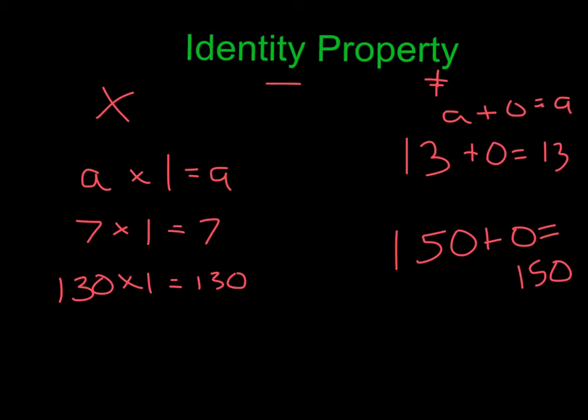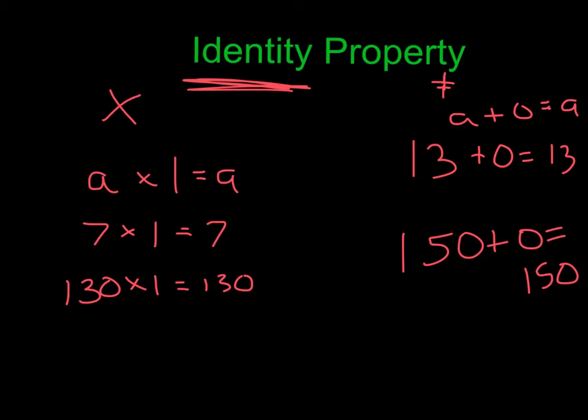So I think of identity like identical. In multiplying, your answer is going to be identical, or the same, when you multiply by 1. In addition, your answer is going to be identical when you add 0 to something.